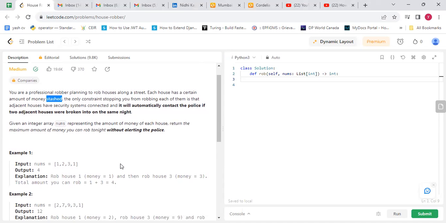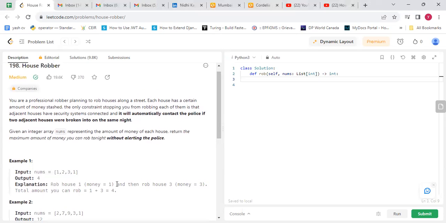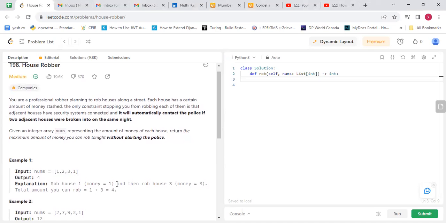Okay. So if we want to rob house number one, then we cannot rob two. We have to rob three. So one and three. So in that case, it will be four. The total amount is four. So I think we have to return the maximum amount of money we can rob.